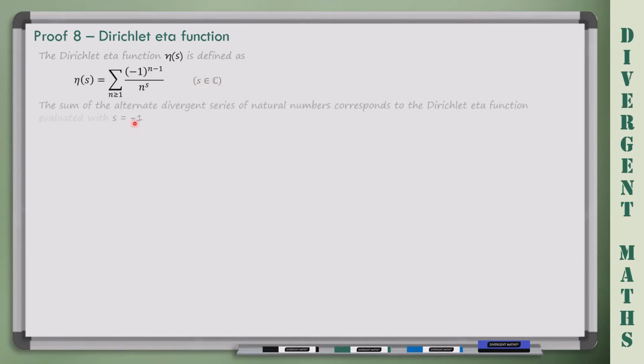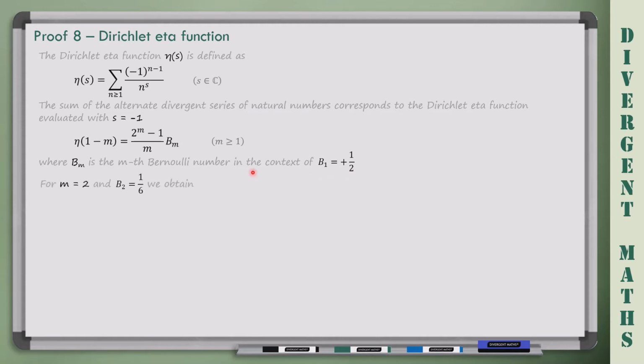So the sum of the alternate divergent series of natural numbers, not monotonic, corresponds to the Dirichlet eta function evaluated with s equal negative 1. We have that formula that gives us the value of the eta function for negative integers: eta of 1 minus m equals 2 to the m minus 1 over m times the m plus 1 Bernoulli number, for m greater or equal to 1, which makes those arguments 0 or negative. Bm being the Bernoulli number in a context of b1 equal plus 1/2.